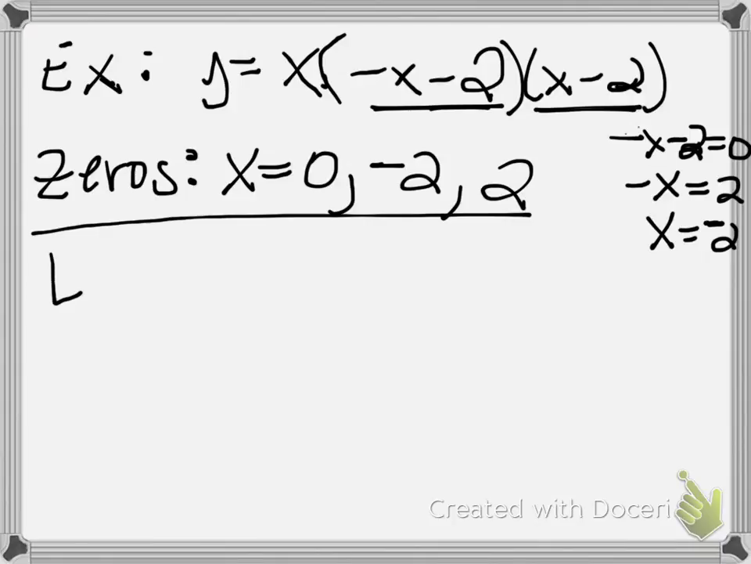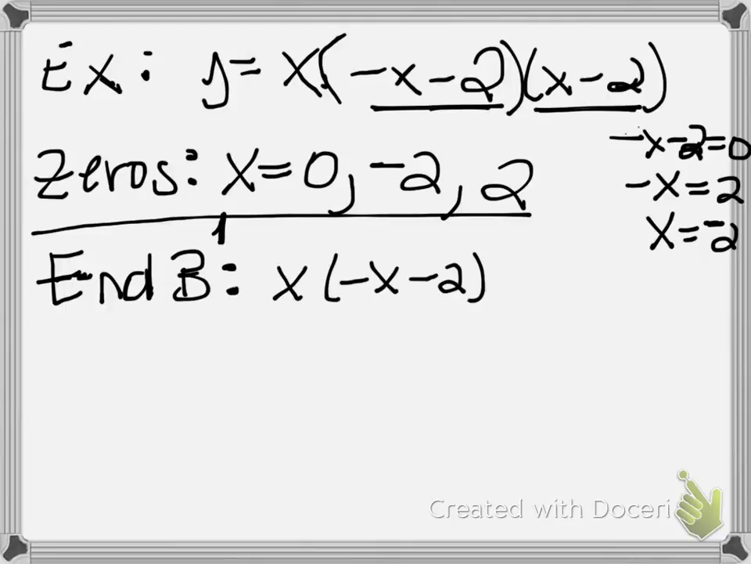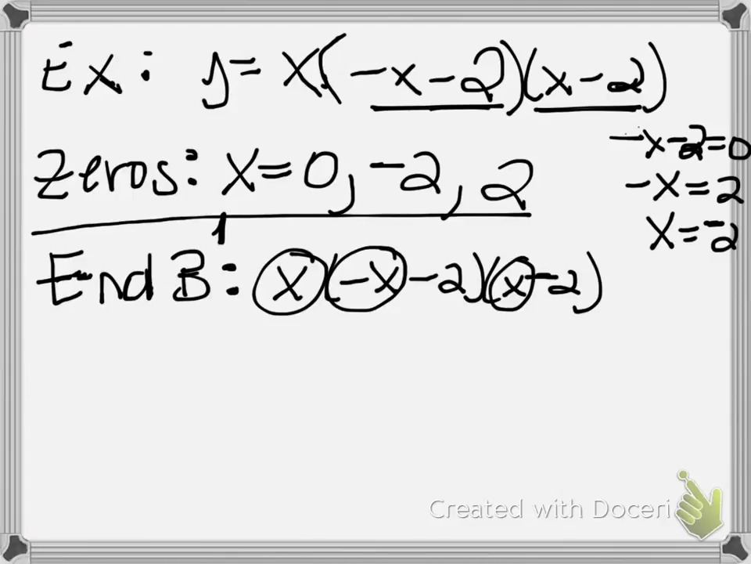Now for end behavior. For that we would want to multiply out. Really, what I would do as a shortcut, and I will probably ask you on a quiz or test to write out the whole thing, is you could just multiply these three together.